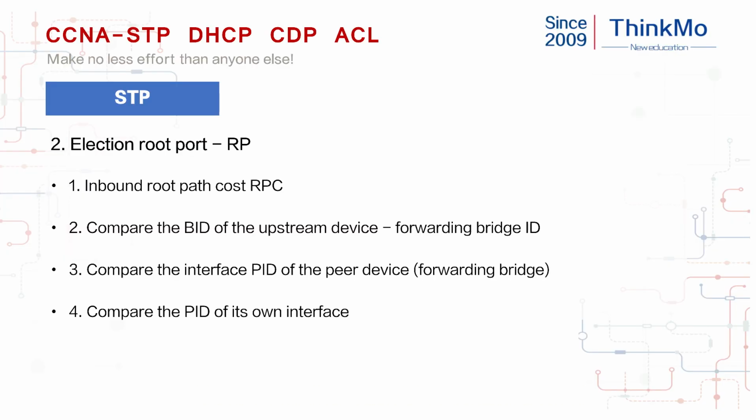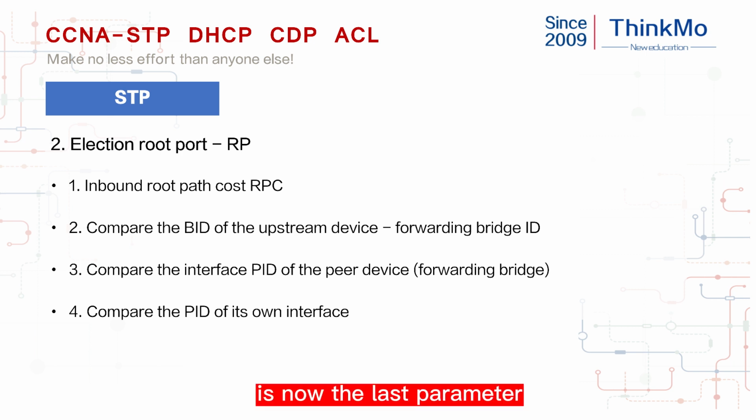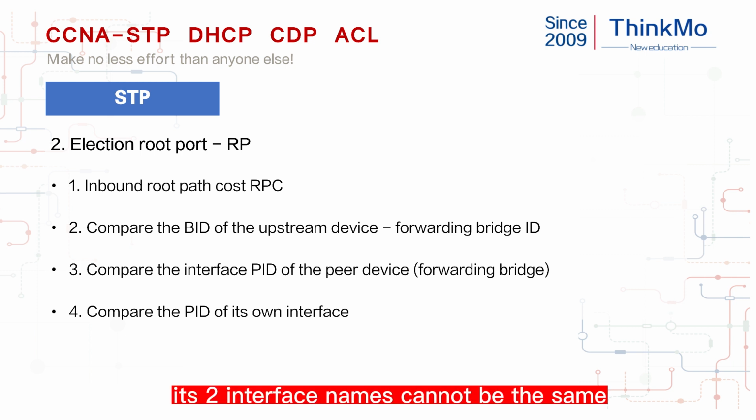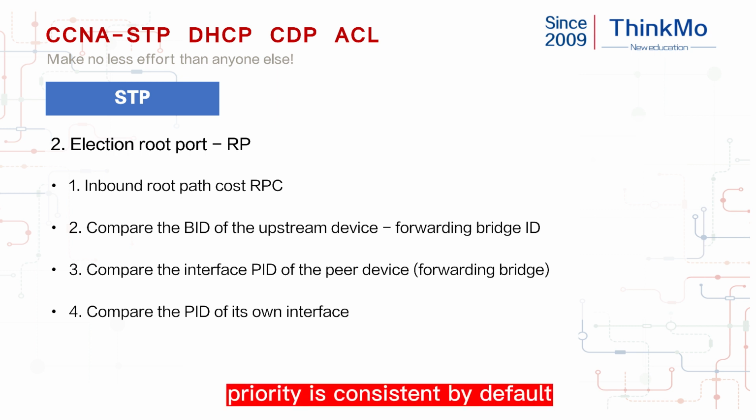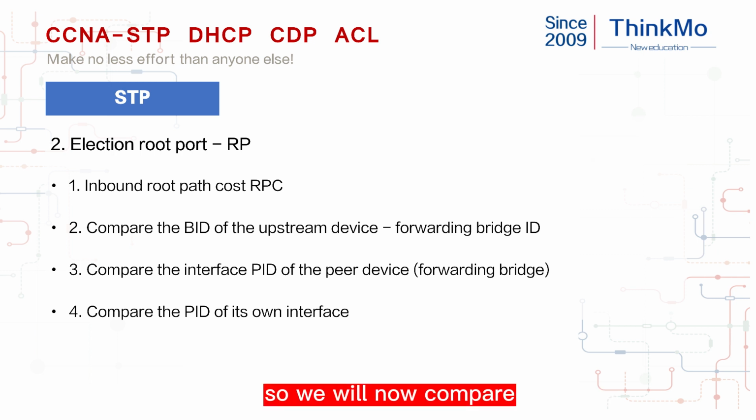Okay. The PID of the device's own interface is now the last parameter. Its two interface names cannot be the same. Priority is consistent by default, but the PID of the interface is inconsistent. So we will now compare.